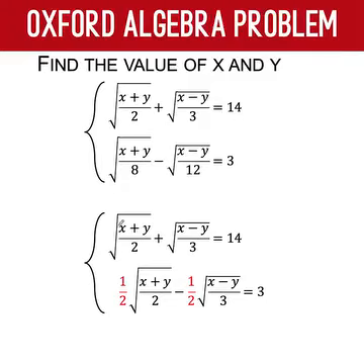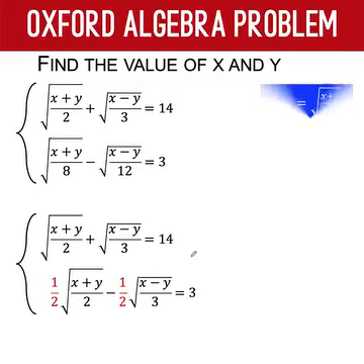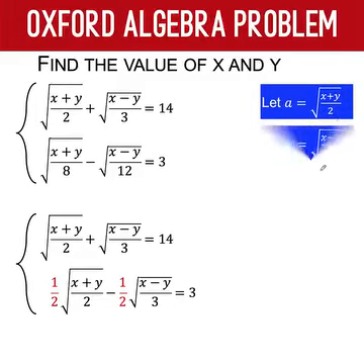Then let's observe. Notice that you have here the square root of (x plus y) over 2, and you have the same exact expression at the bottom. Similarly, you have here the square root of (x minus y) over 3, and that is also exactly this expression here. We can make this equation simpler if we apply variable substitution. We let a be equal to the square root of (x plus y) over 2, and we let b be the square root of (x minus y) over 3.